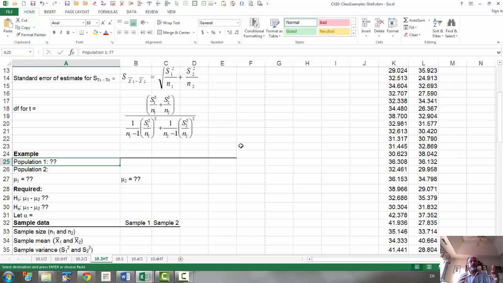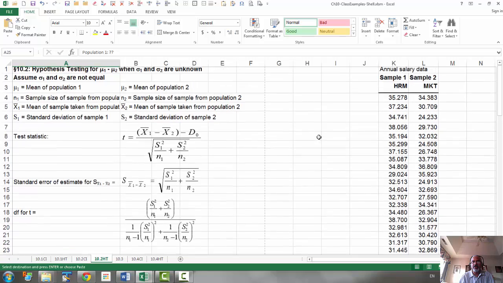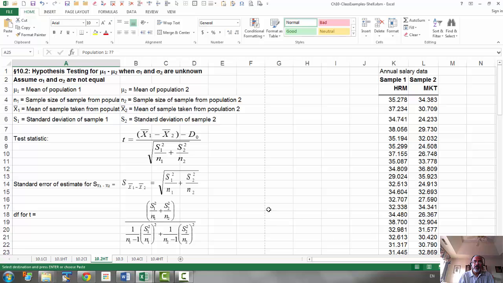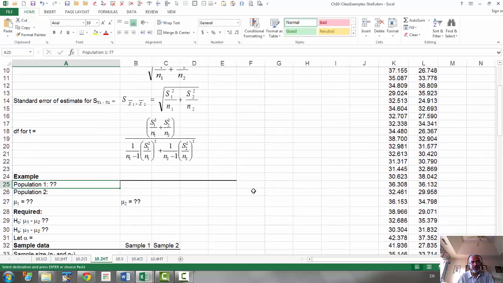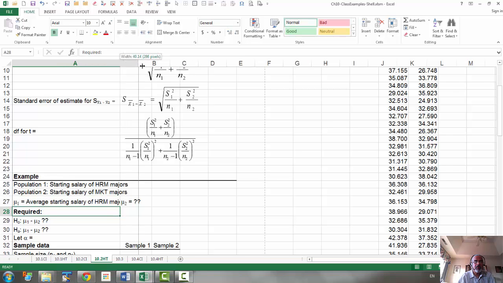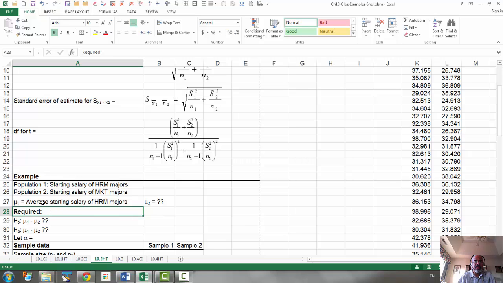First things first, we have to define all the parameters, the populations, and so on. Population 1 is the starting salary of HRM majors, and population 2 is the starting salary of MKT, or marketing, majors. So let's first type that in. Then mu sub 1 would be the average starting salary of HRM majors, and mu sub 2 will be the average starting salary of MKT majors.